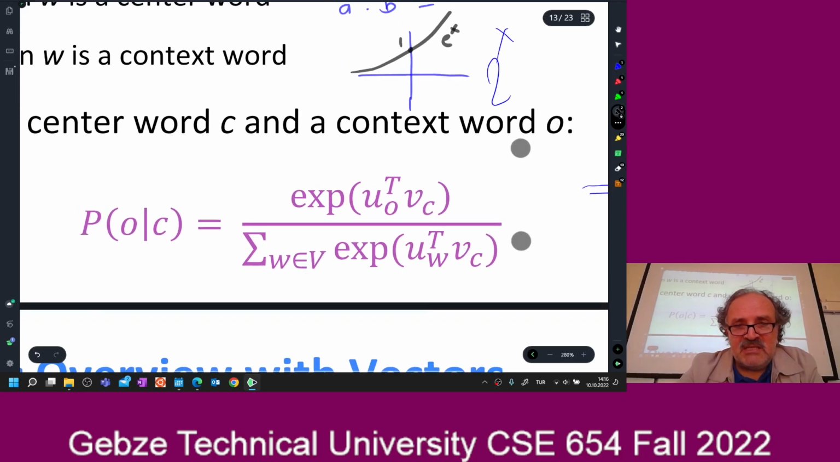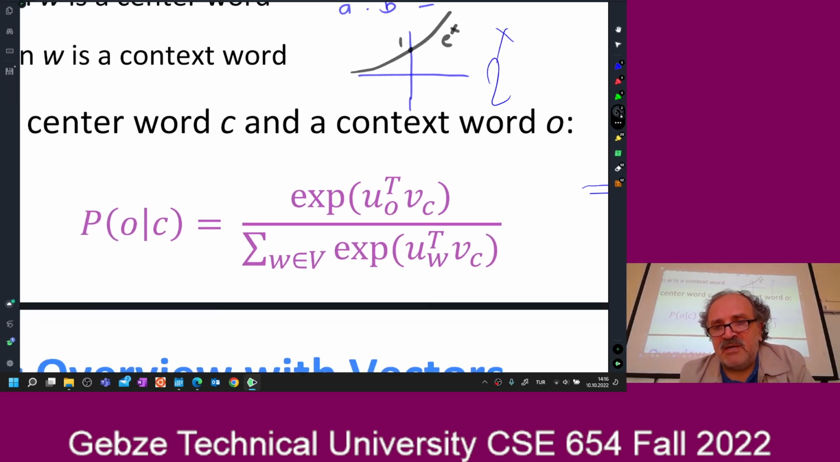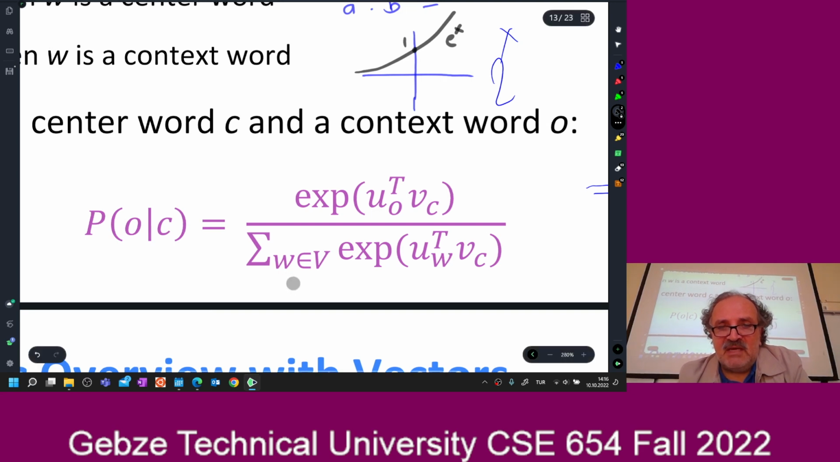And let's look at this bottom part. What does the bottom part say? Can anybody tell me what this is? All words? W is an element of V. What is V? V is all the words in my Wikipedia dump, all the unique words. How many unique words did I have? 1 million, right? 1 million.